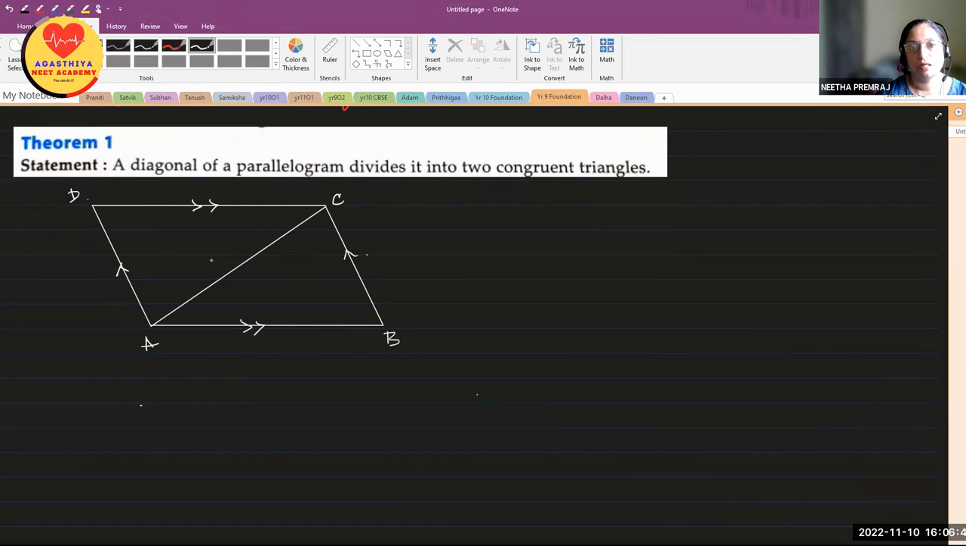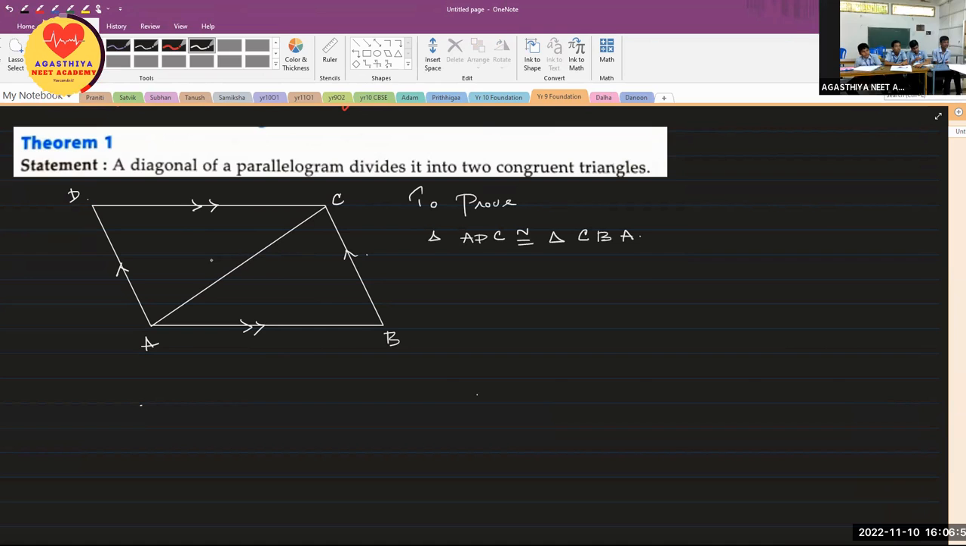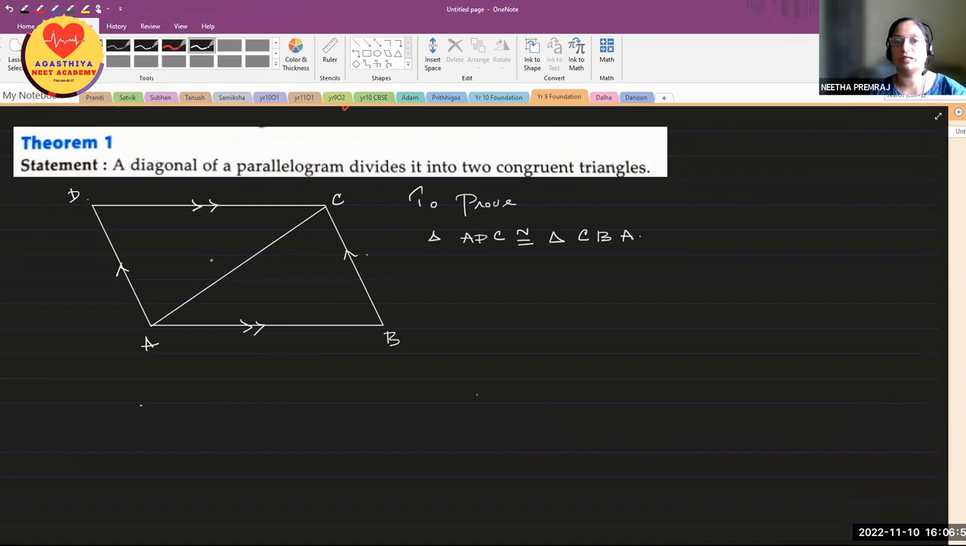How? What is our question? To prove triangle ADC is congruent to triangle CBA. Tell me, what is equal here? Tell me what you know.